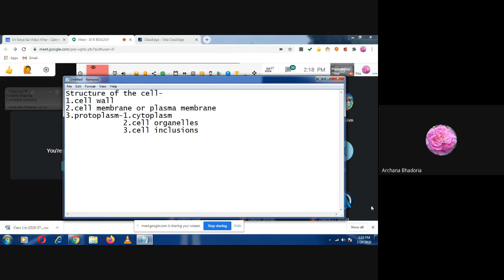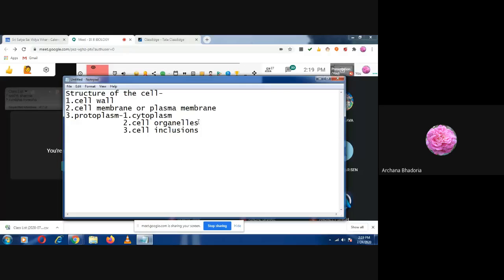Now, what is the difference between organelles and inclusions? Try to understand: those membrane bound structures which perform some metabolic function, we call organelles, and the membrane bound structures which are used for storage purpose, we call inclusions. Is it clear to everyone? Yes, ma'am. Ma'am, can you repeat it again? I'm repeating.